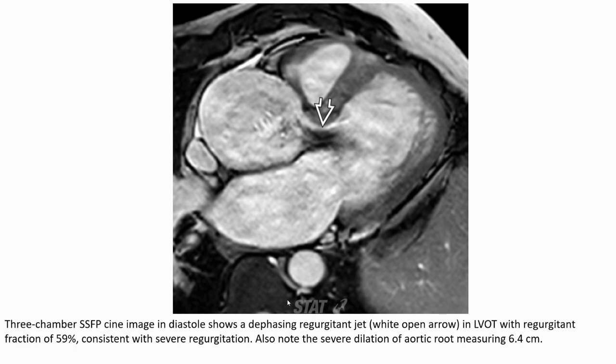This is the MR image. So the first thing is the regurgitant jet in the left ventricle from the aortic valve, with a regurgitant fraction of 59%, consistent with severe regurgitation. Also note the severe dilatation of the aortic root, measuring up to 6.4 cm.